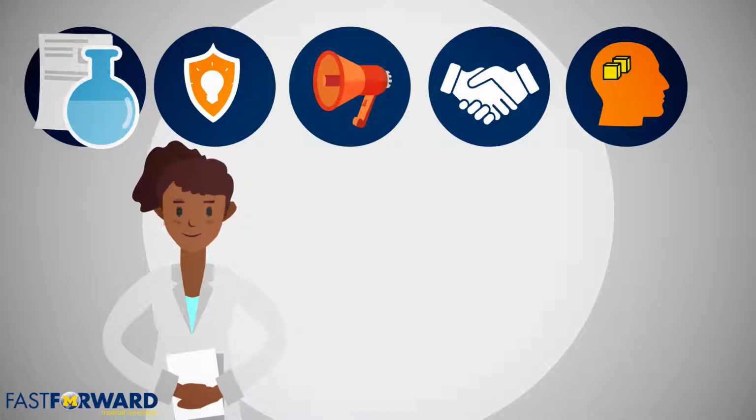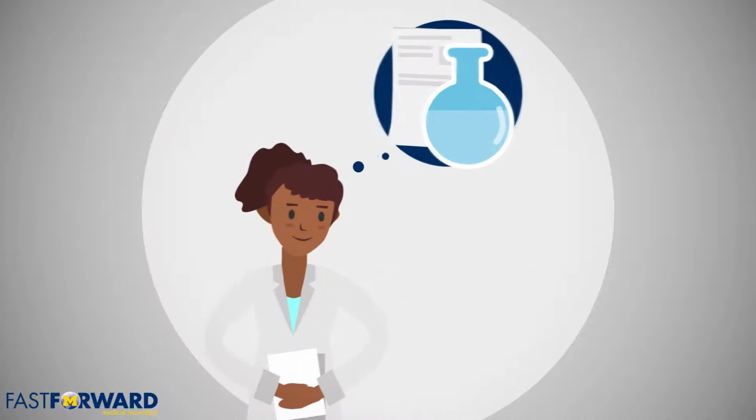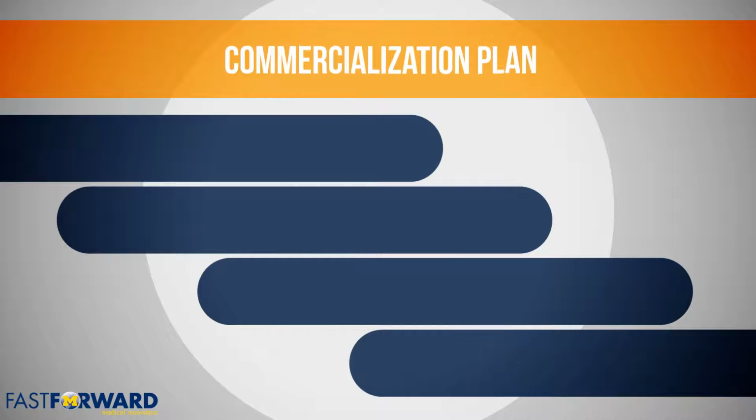So, you've made a discovery that may lead to a therapeutic innovation. What steps are now needed to communicate it? To develop your idea, you'll want to begin by creating a commercialization plan. This will include gathering information on the clinical impact and potential development path for your innovation.